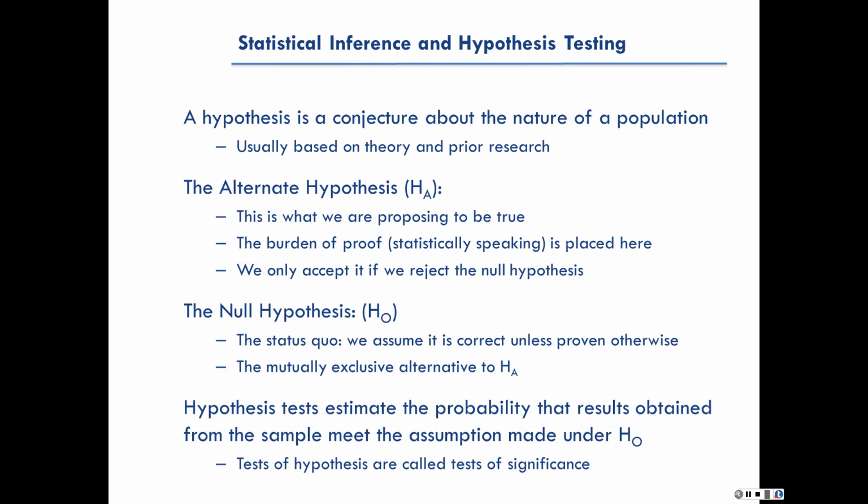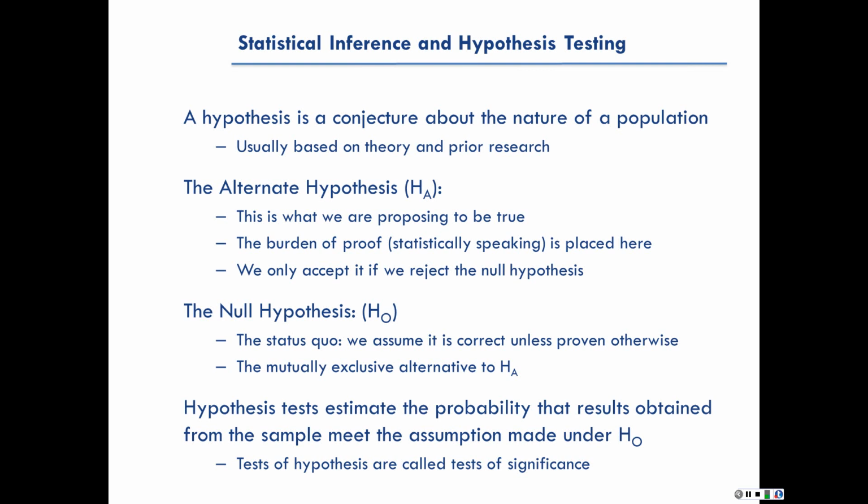The first is the alternate hypothesis, and this is what we're proposing to be true. And the burden of proof, statistically speaking, is placed here. We're not going to assume what we're proposing is true. We're going to assume the opposite is true and try to disprove that. And so we only accept our alternate hypothesis if we can reject the null hypothesis.